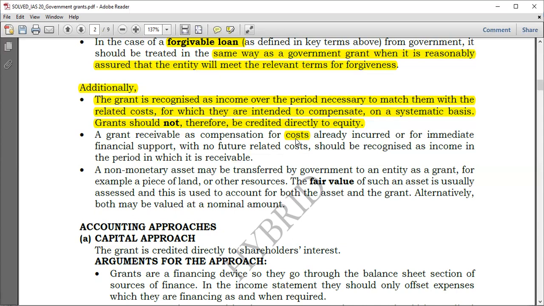That's why we say a grant receivable as compensation for cost already incurred, or for immediate financial support with no future related costs, should be recognized as income in the period in which it is receivable. If the cost was already incurred, the income recognition should be accelerated. So you just receive it and recognize it instantly, because its associated costs were already incurred in the past.